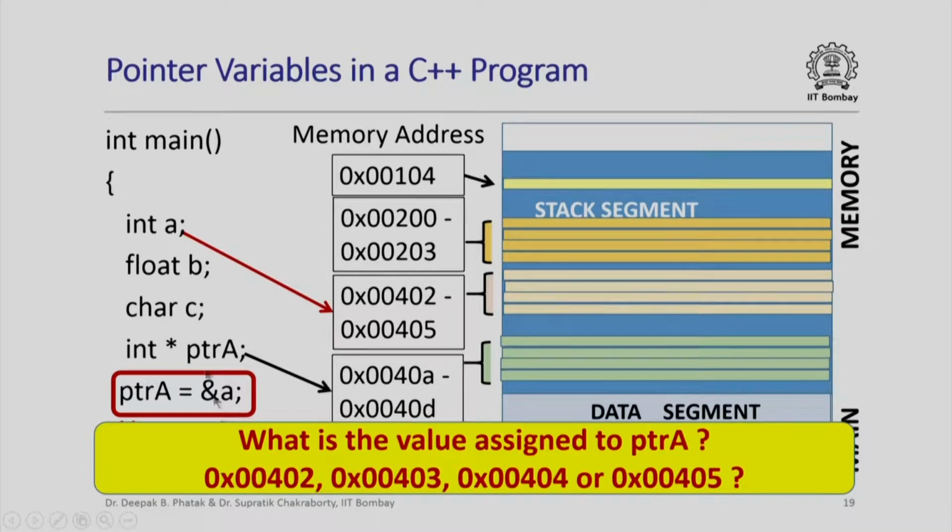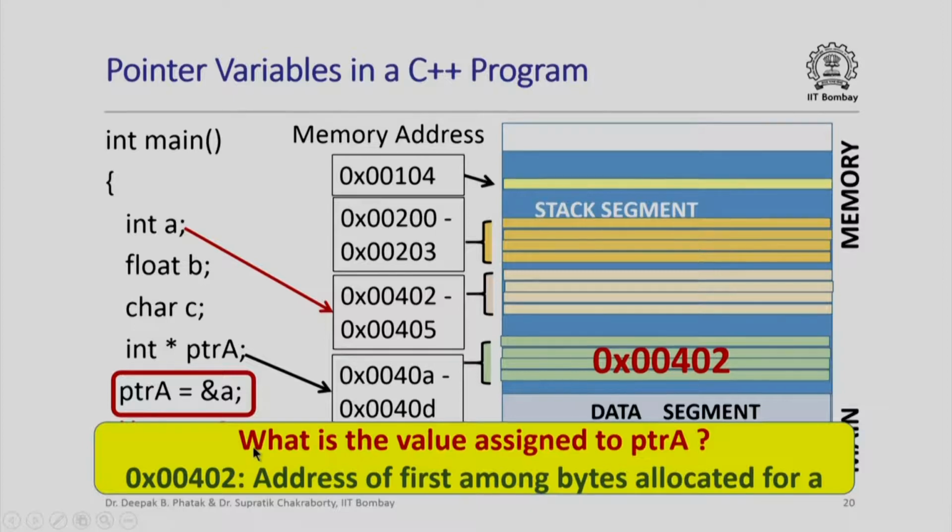Well, this should be the address of A, but A has been allocated 4 locations, so there are 4 addresses. Which of these 4 addresses should be assigned to the variable pointer A? It turns out in C++, the semantics is such that we are going to assign the address of the first among the 4 bytes allocated for A in this variable pointer A. So, the first among the 4 bytes allocated for A had the address 00402 in hex.